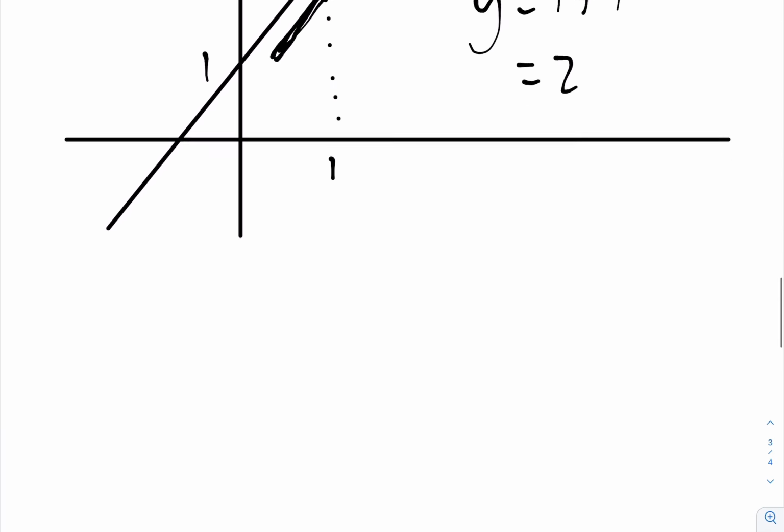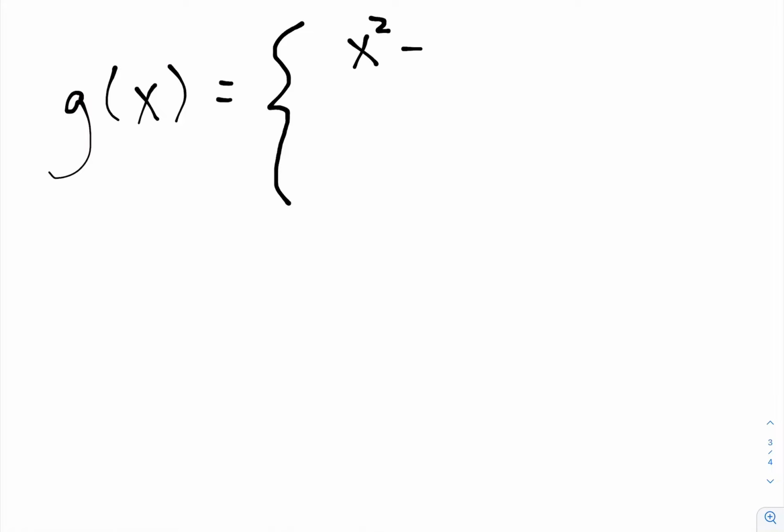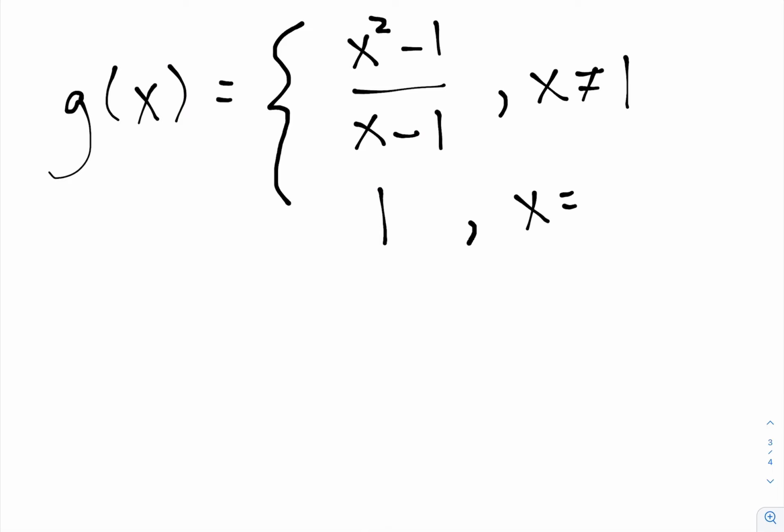Okay, let's talk about a different type of discontinuity. Let's say we had a function g of x, and let's say it was a piecewise function. A piecewise function just means we're splitting it into two parts: x squared minus 1 over x minus 1, which is the same thing we just had. Obviously we know x can't equal 1 for this part. And let's say when x is 1, the g value is going to be 1.